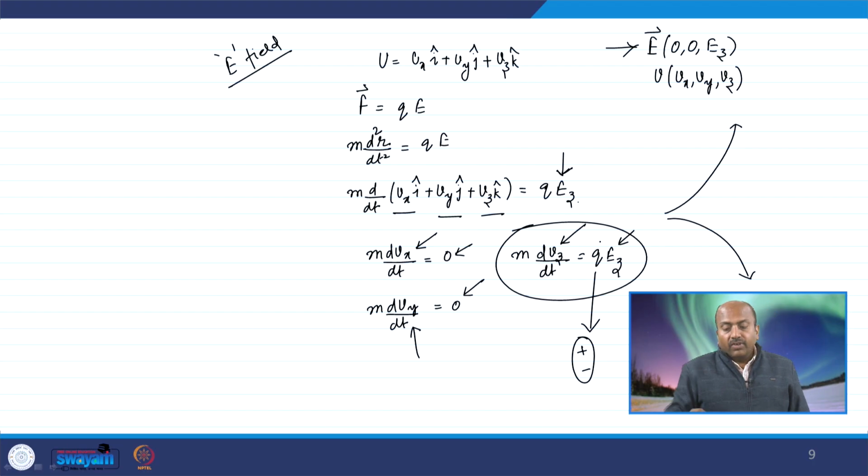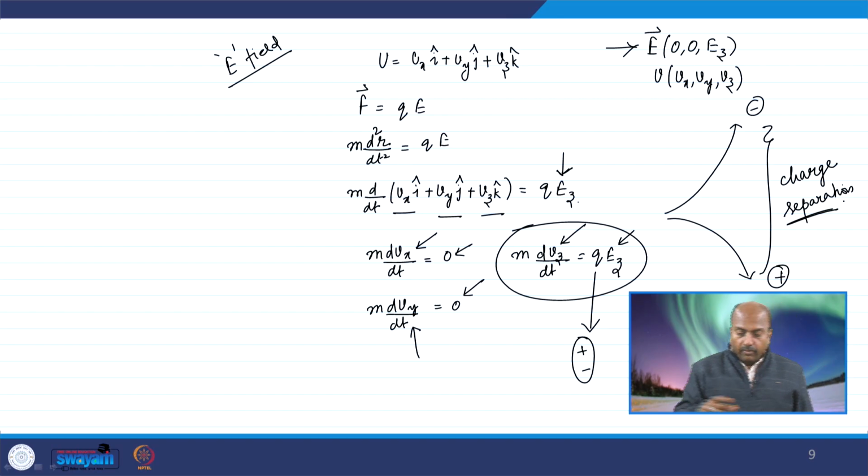So, as a consequence, when plasma is subjected to an electric field, it will lead towards charge separation. Negative charge here and positive charge here. As simple as that. This is what I wanted to emphasize without going into the complete discussion of plasma's movement in the electric field. Of course, these topics are elaborately discussed in plasma physics and applications. You may always refer to those discussions.